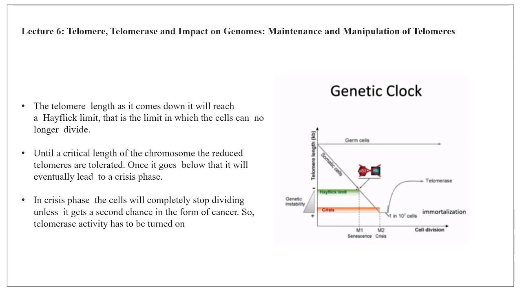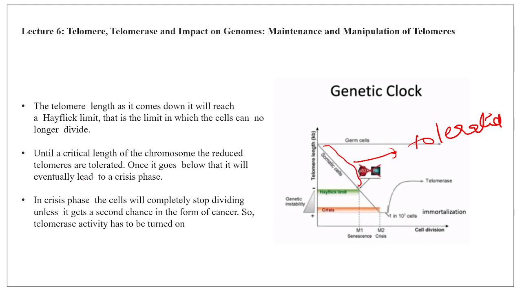Then what happens? Until a critical length of the chromosome, the reduced telomeres are tolerated. So here also you can see the telomeres are getting reduced, but here the reduced telomeres can be tolerated. Once it gets below this, it will eventually lead to a crisis phase. In the crisis phase, cells will completely stop dividing unless they get a second chance in the form of cancer.